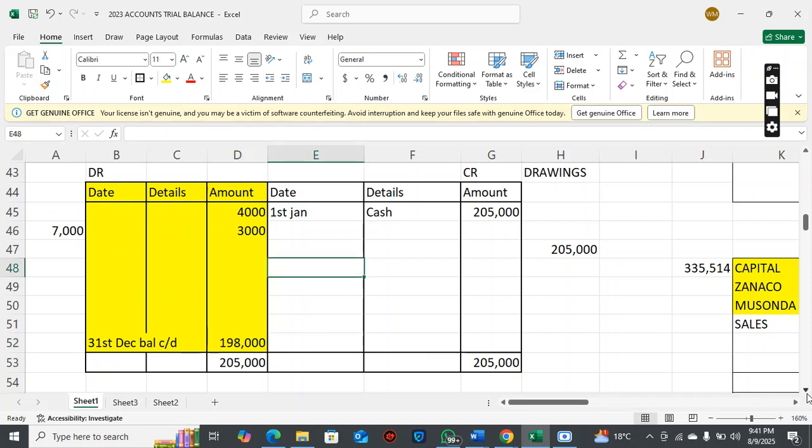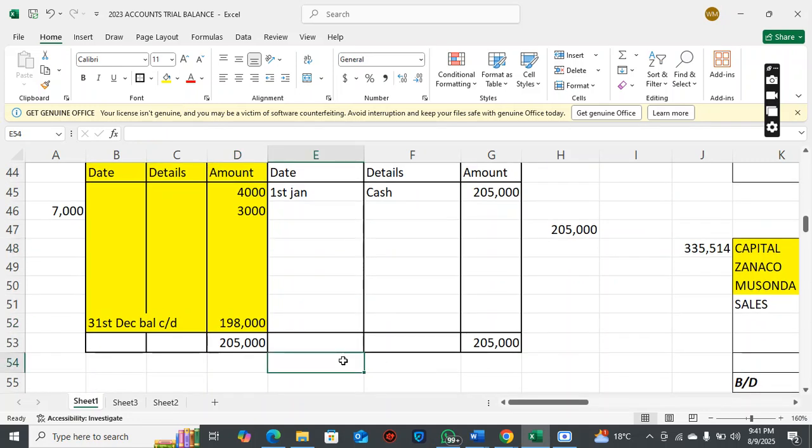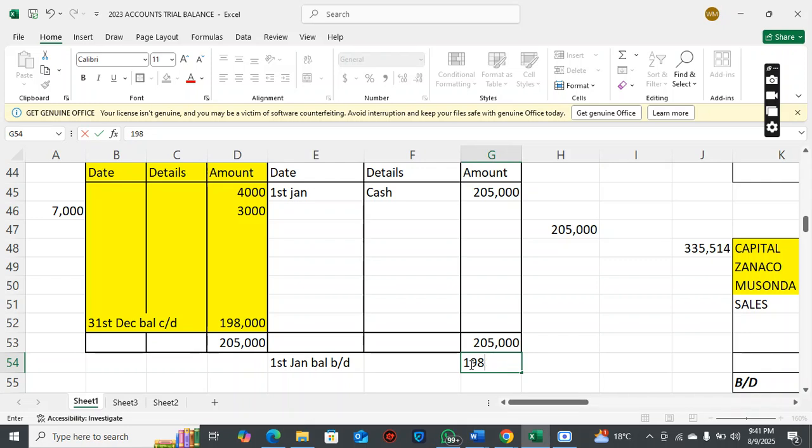Then the next period, you're going to say 1st January 2024. Balance brought down. We're going to put 198,000 here. So in 2024, the capital balance will be 198,000. Any questions before I show you how to now close a temporal account, an account which needs to be set to zero?